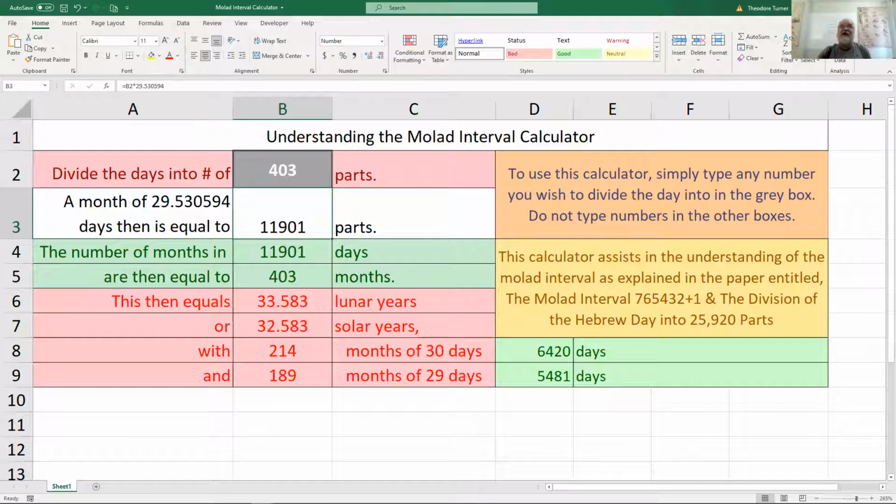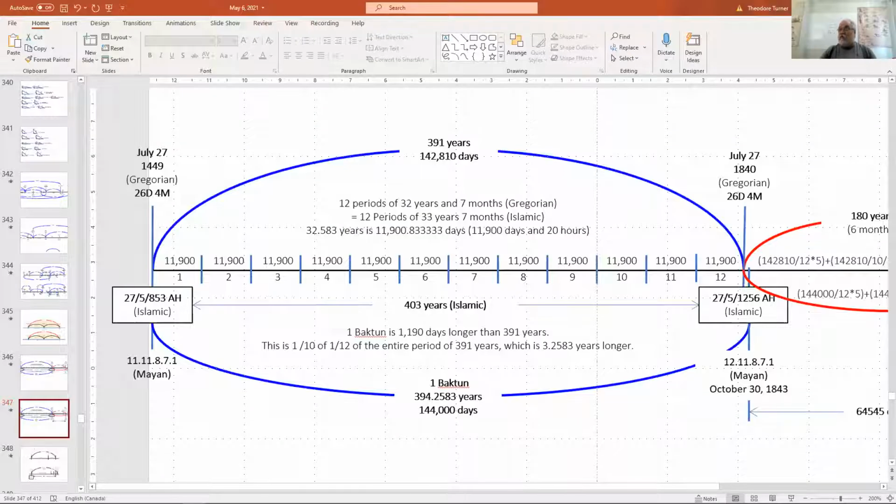So what I'm going to do is just go back to the other chart. And so what we have here is these periods here. What I did is I took this 391 years and I divided it into 12 periods of 11,900 days, because 11,900 days is 32.583 years on the solar years, but it's 33.583 lunar years.